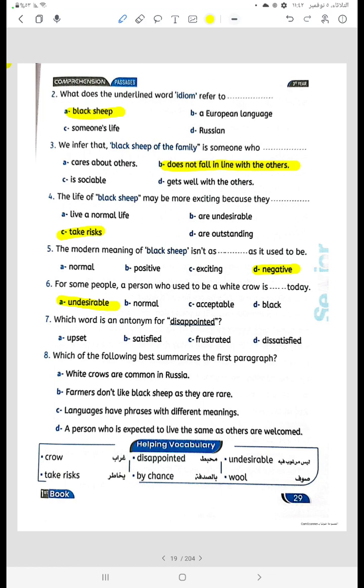Which word is the antonym for disappointed? Disappointed means upset. What is the opposite? Because he wants the antonym, satisfied. Which of the following best summarizes the first paragraph? White crows are common in Russia? No. Farmers don't like black sheep as they are rare? No. Language have phrases with different meaning? No. A person who is expected to live is the same as others are welcomed.